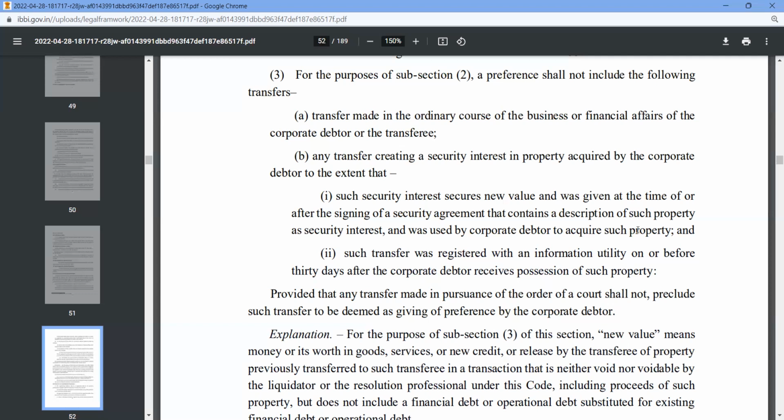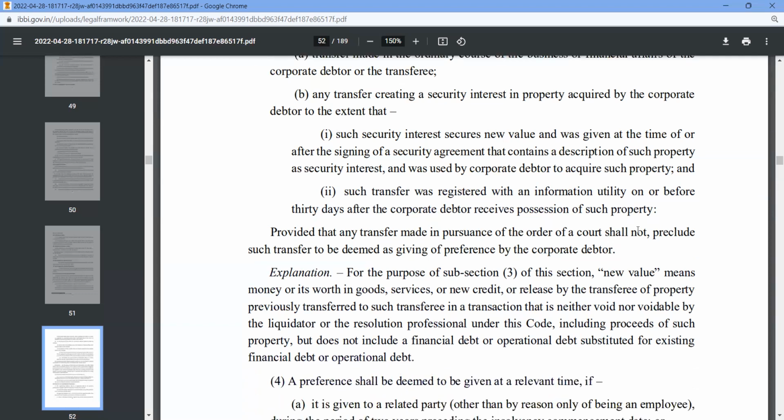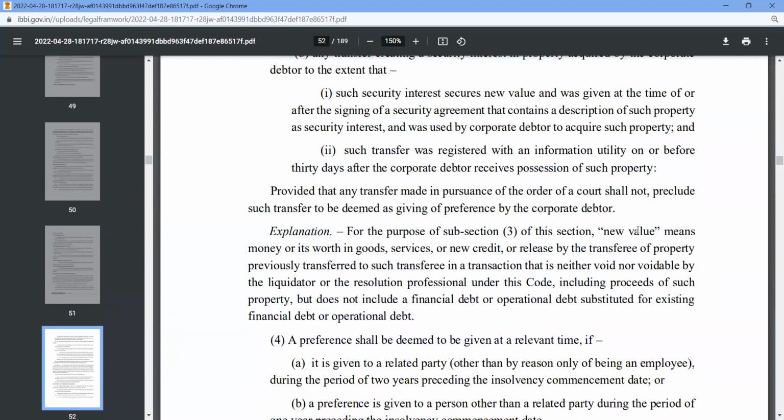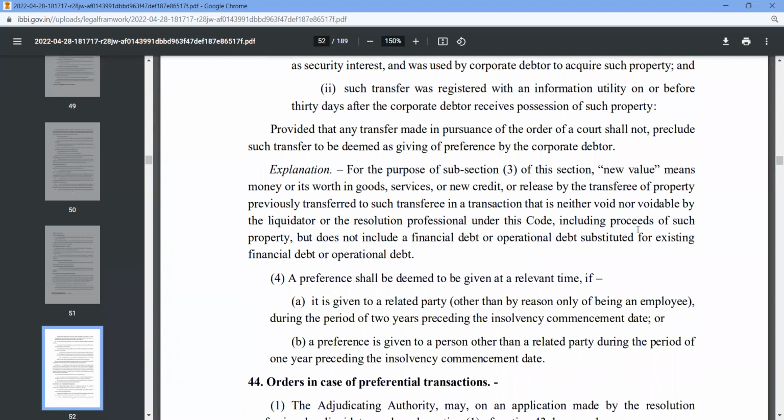Why? Because the logic is that courts also look to the limited facts put before them and they give their judgment accordingly. And if the liquidator or the resolution professional is of the opinion that there is some alteration in the priority of payment, or they are giving security unnecessarily without creation of new value, then they can include it in preferential transactions. Explanation. For the purpose of subsection 3, securing new value means money or its worth in goods, services, or new credit. So new value need not mean new loan.